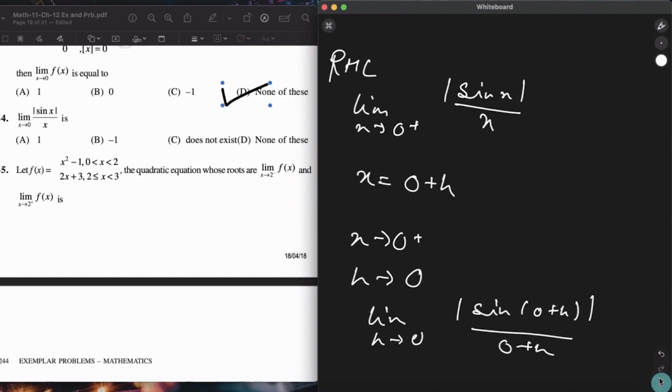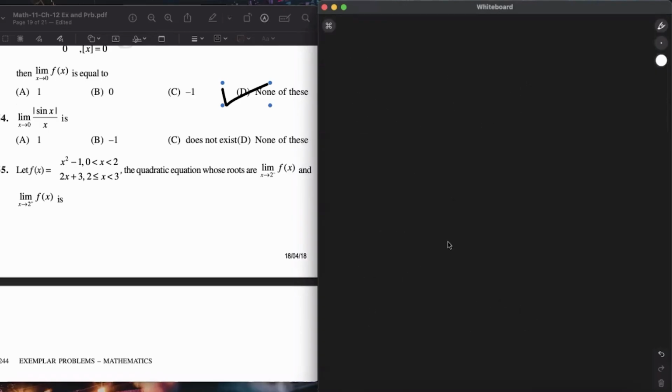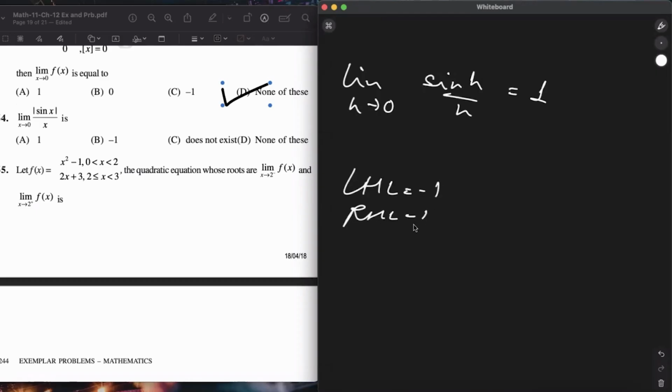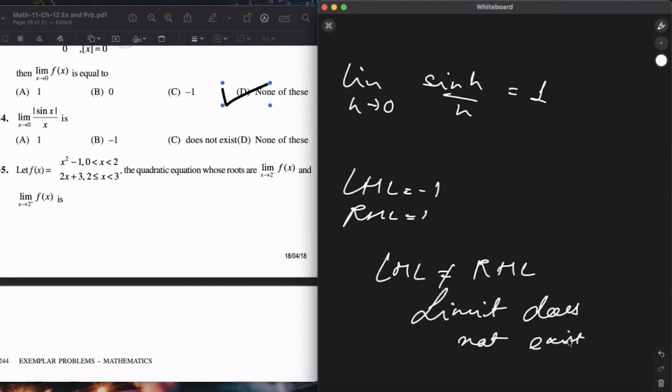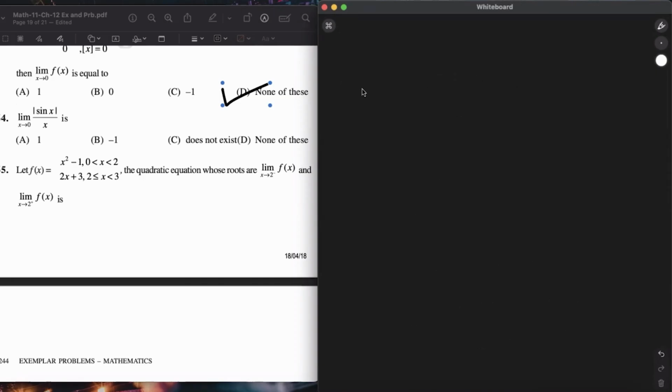Alright. Now since this value 0 plus h is greater than 0, it returns a positive value. So I'll just be left with limit of h tending to 0 sine h by h, which is nothing but 1. So my LHL was minus 1 and my RHL is 1. Since the left hand and right hand limit are unequal, LHL is unequal to RHL. That means the limit does not exist. Got this? Now moving on.